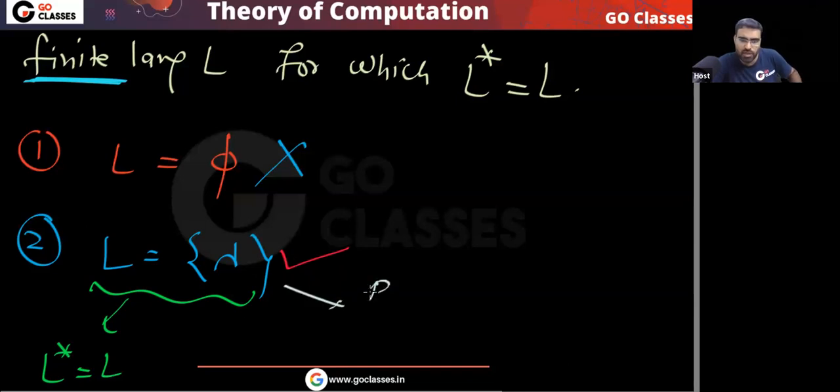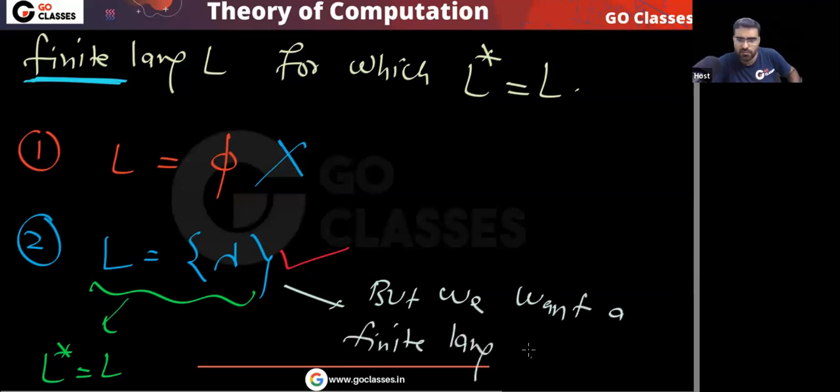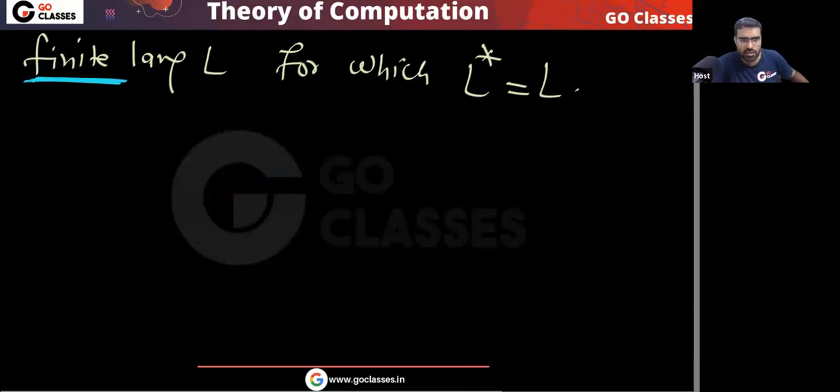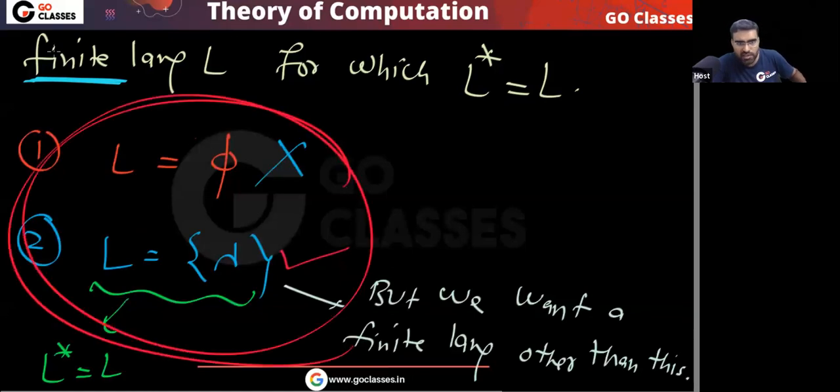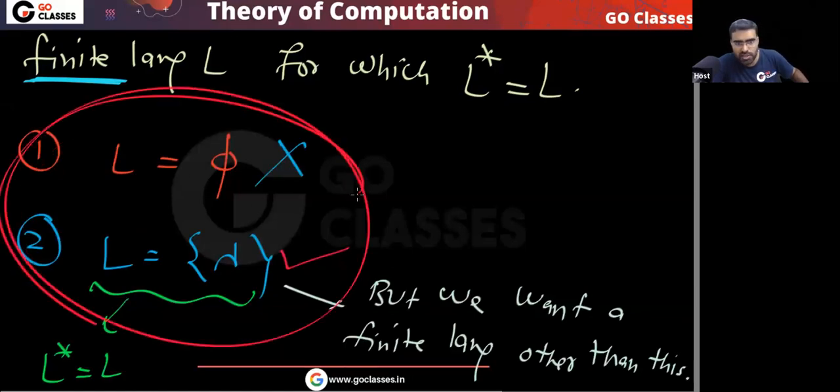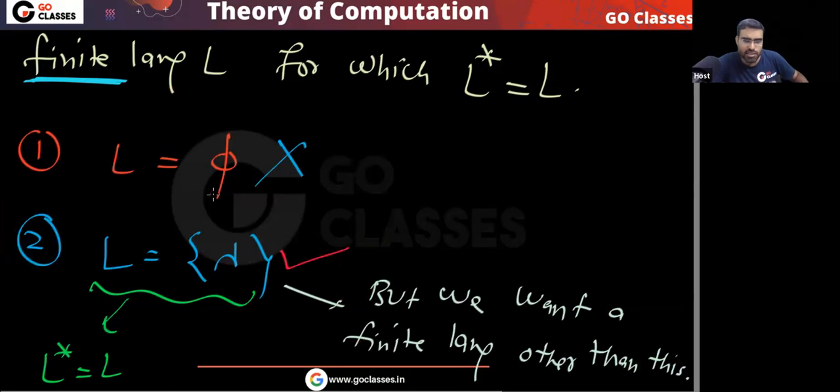But we want a finite language other than this. Yes or no? So we don't want this. We want other than this. Now you tell me, other than these two languages.